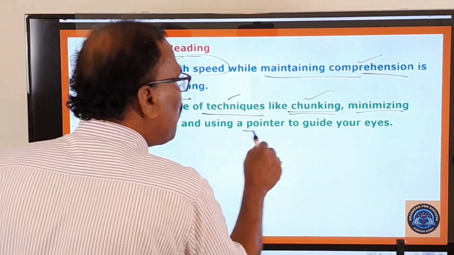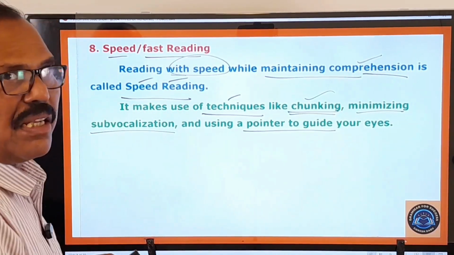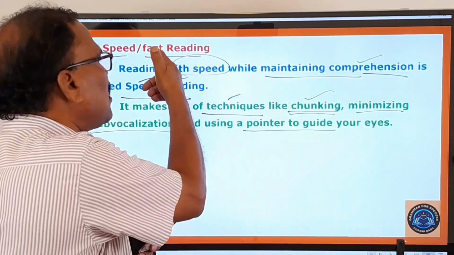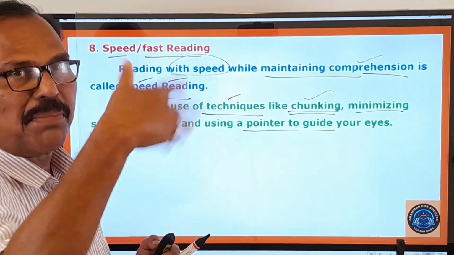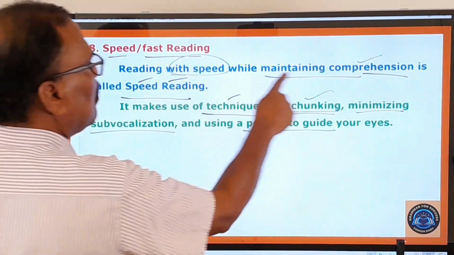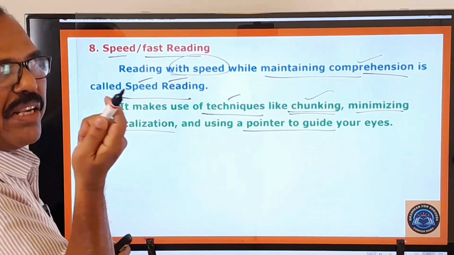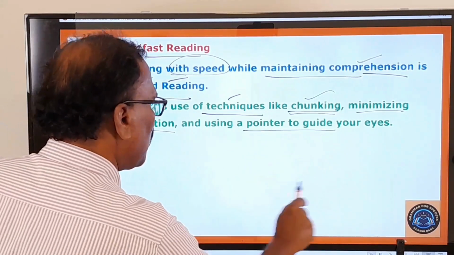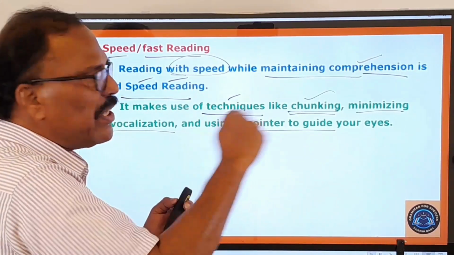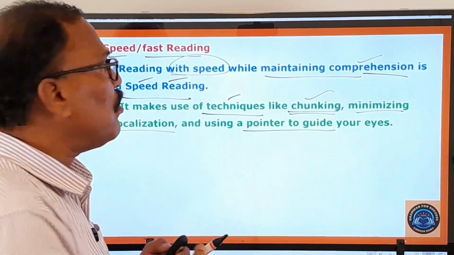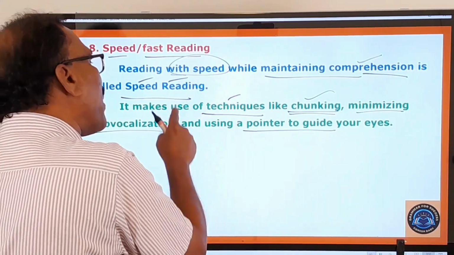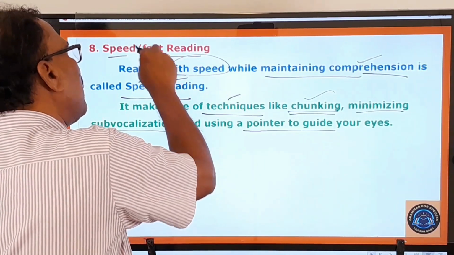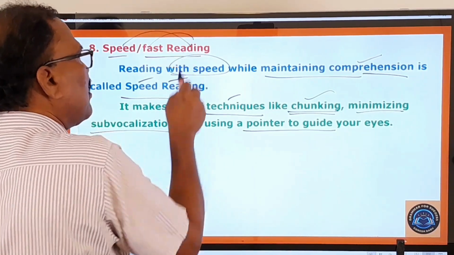And here, using a pointer to guide your eyes. Because you are reading a lengthy passage very fast, you might skip lines, and therefore you make use of some pointer. This pointer will be guiding your eyes. So you will be employing these techniques while going for speed reading or fast reading.